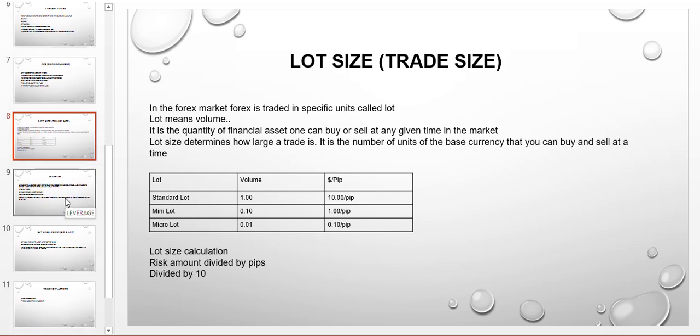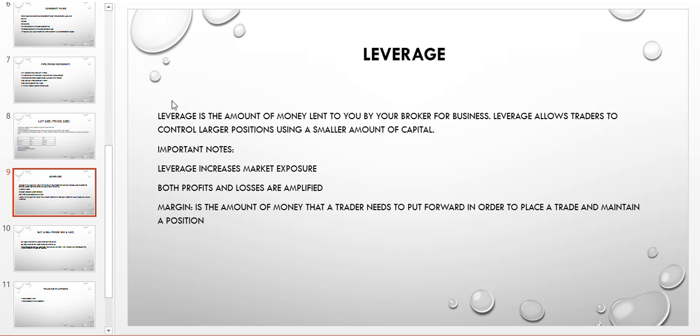Okay, so the next one here is leverage. What is leverage? Leverage is the amount of money lent to you by your broker for business. Leverage allows traders to control larger positions using a smaller amount of capital. So when you have just $100, $50, $500, you cannot go into the financial market. Remember, I said over $6.6 trillion is traded daily in the forex market. So with your small capital, you can't trade in the forex market. So your broker lends you an amount, which is called leverage, for you to be able to trade with.